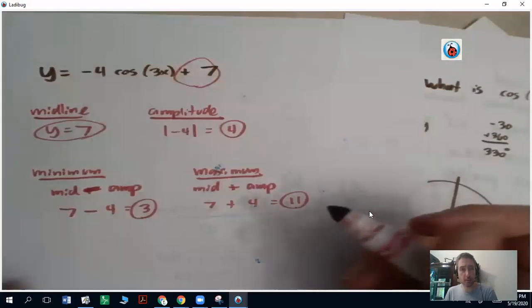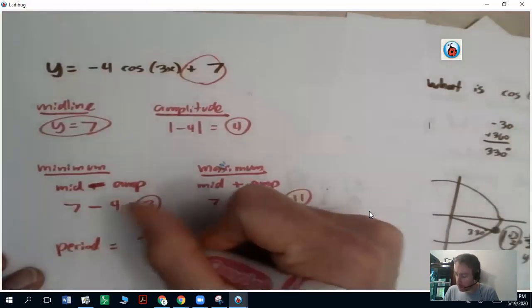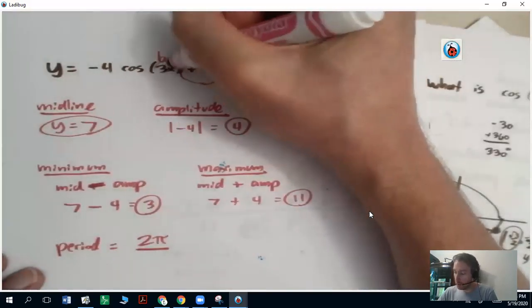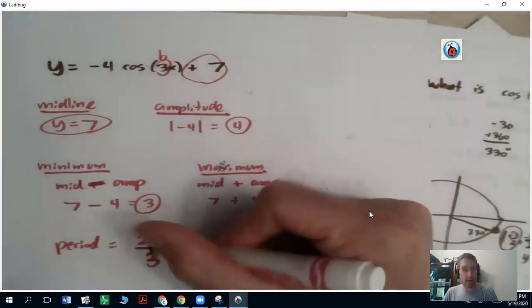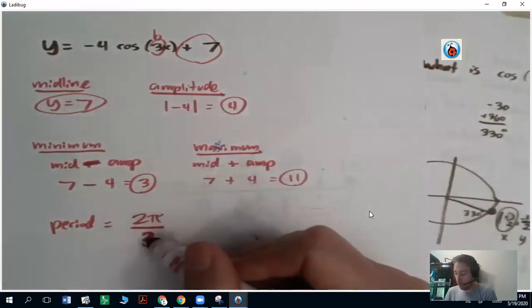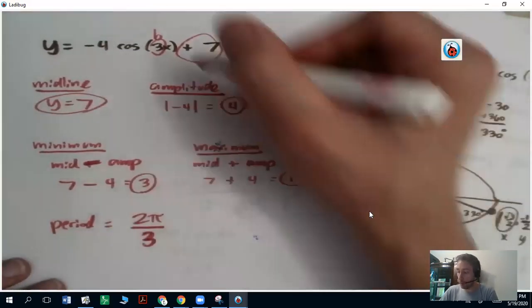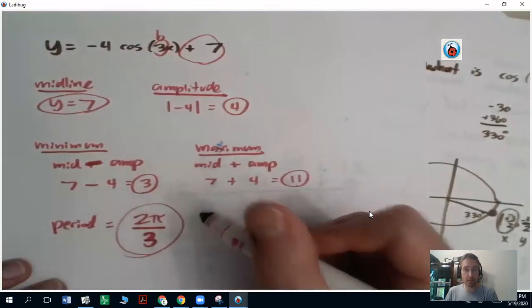And finally, to get the period, it always follows the formula 2 pi divided by whatever your b value is. So in this case, it's 3. I can't divide the 2 and the 3 evenly, so I just leave it as 2 pi over 3. If it ends up being a 4, then reduce that fraction. If it's 2, then the 2's cancel out, and it's just pi. So depends on what number you have here, but 2 pi over 3 would be this period.